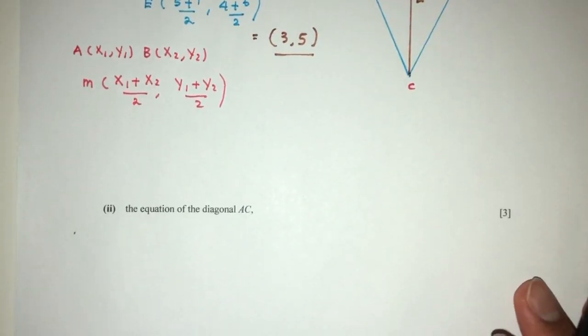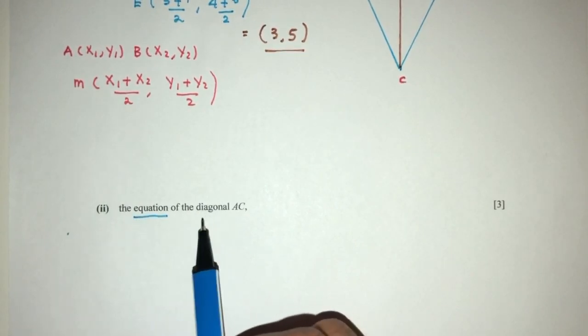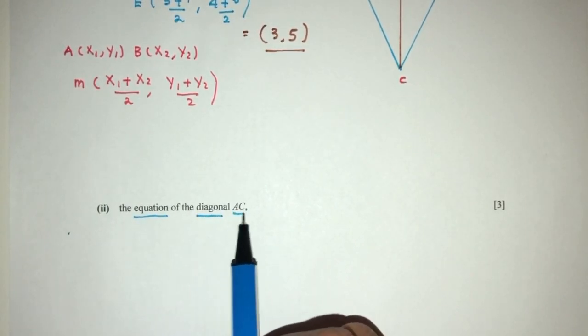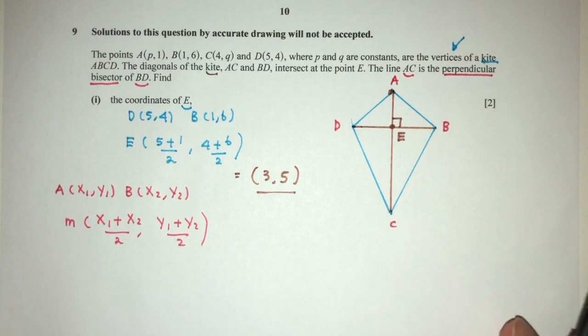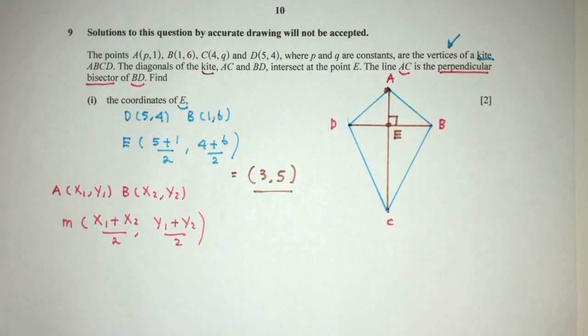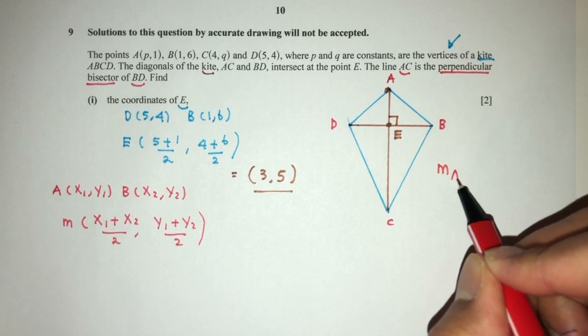Now for part 2, we have to find the equation of the diagonal AC. So we have to find the equation of AC. How can we find that? As you can see, AC is a straight line. Now to find the equation of a straight line, we must first find the gradient of AC.